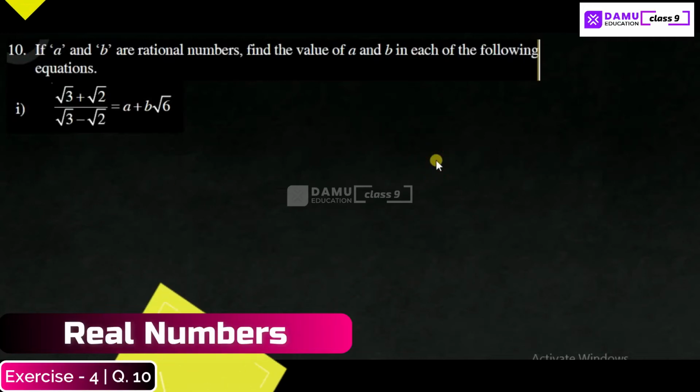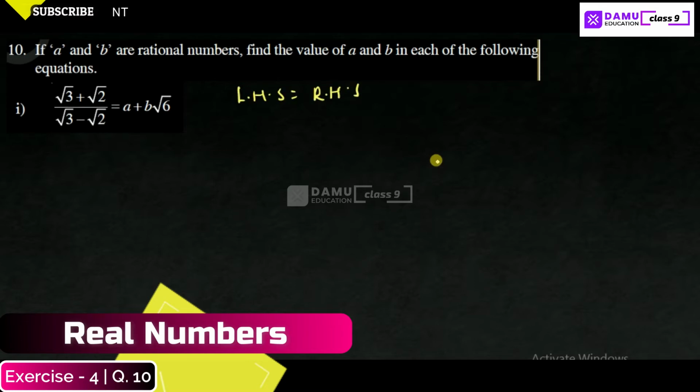So our 10th question is, if A and B are rational numbers, find the values of A and B in each of the following equations. So first of all, they are given that (square root of 3 plus square root of 2) by (square root of 3 minus square root of 2) equals, so 3 minus square root of 2. So here left hand side and right hand side, they are equal.